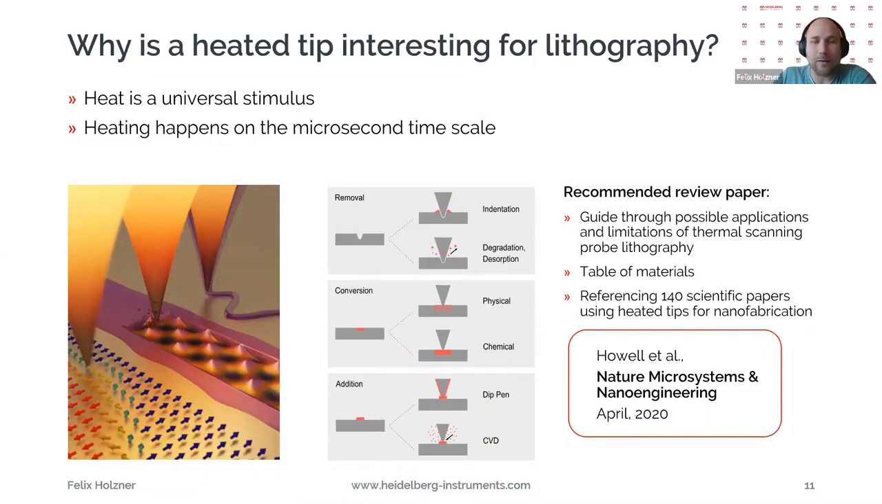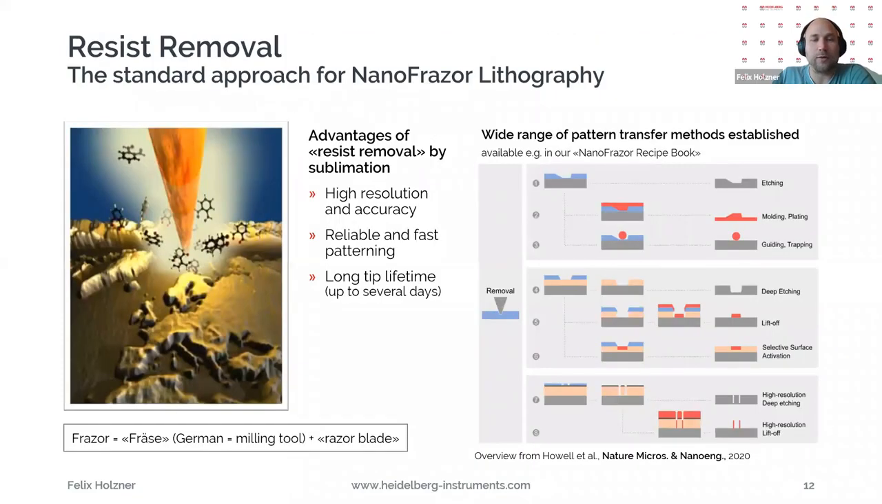This whole conversion thing is super interesting, but the majority of people, I would say more than 90% of our users, are using what we call the standard approach for NanoFrazor lithography, and that's also what I'm talking about today. That is using the heated tip just to remove special thermally responsive resist from the surface. So wherever you touch the surface, this resist is immediately gone.